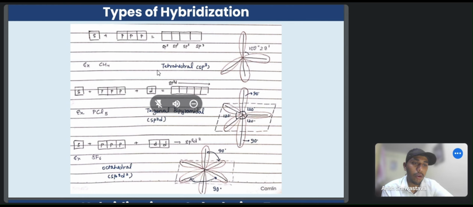The next type is octahedral. Octahedral geometry has the hybridization sp3d2. In this, 1s combines with 3p and 2d. So we have hybridization of sp3d2. All the bond angles are 90 degrees, and an example of sp3d2 hybridization is SF6.